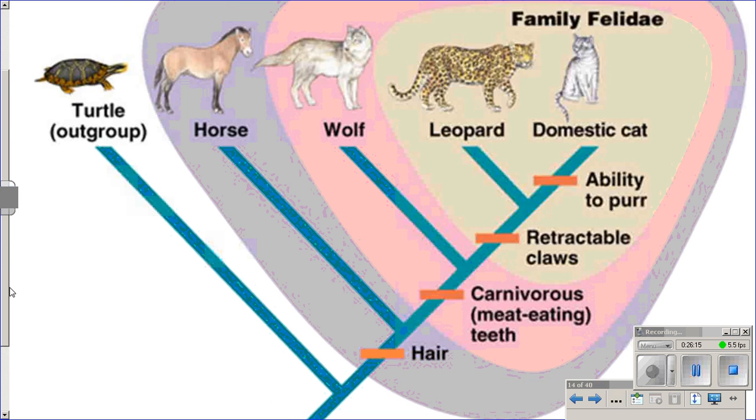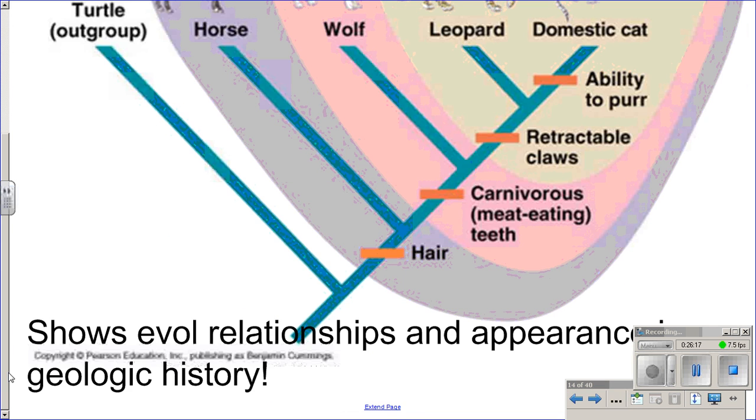Okay, so I'm going to show you down here first. As you go up this evolutionary tree, you'll see that characteristics are derived. Characteristics are just adaptations that we see over time. So the very first adaptation or characteristic that appeared was hair. Then the next one was having big teeth, medium teeth, then retractable claws, then the ability to purr. Okay, so these slowly build up to isolate single species out.